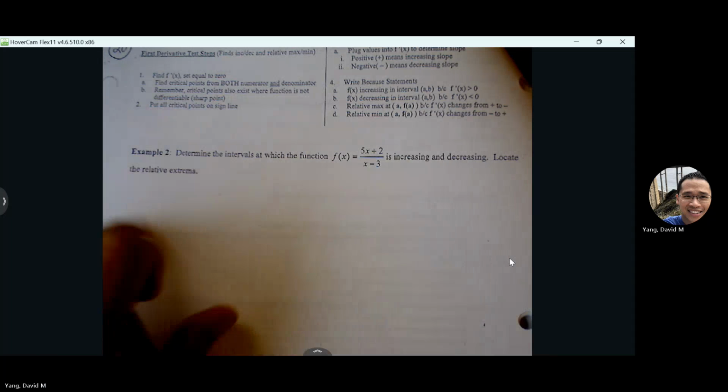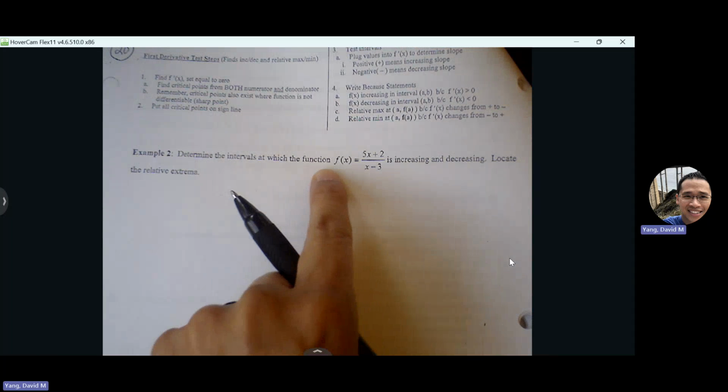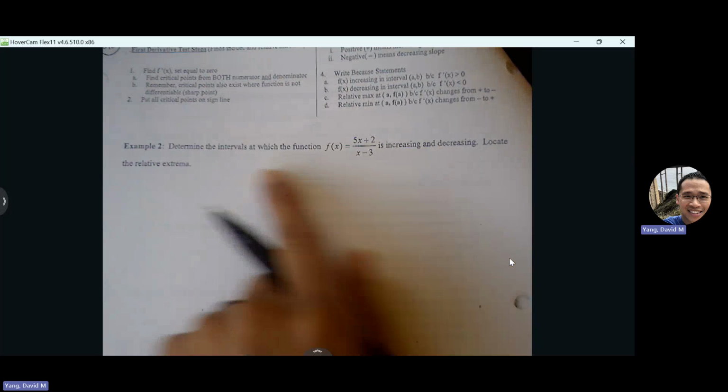Okay, let's look at the function where it's not necessarily a polynomial, but we can still create a slope sign line to give us a picture as to how the graph is behaving. So, determine the interval where the graph is increasing, decreasing, and locate relative extrema if it exists. Sometimes they may ask for it and it may not exist. If it doesn't, then we have to indicate why.